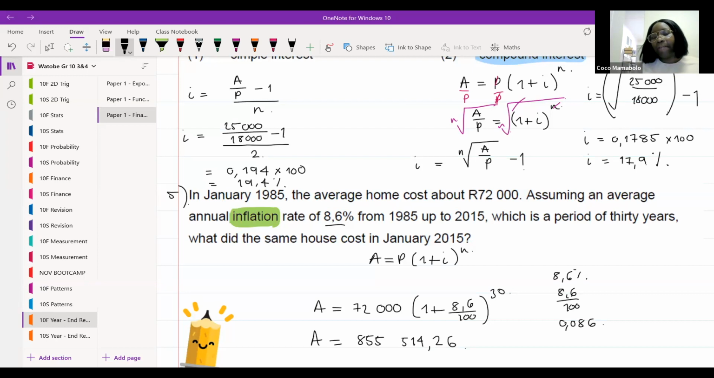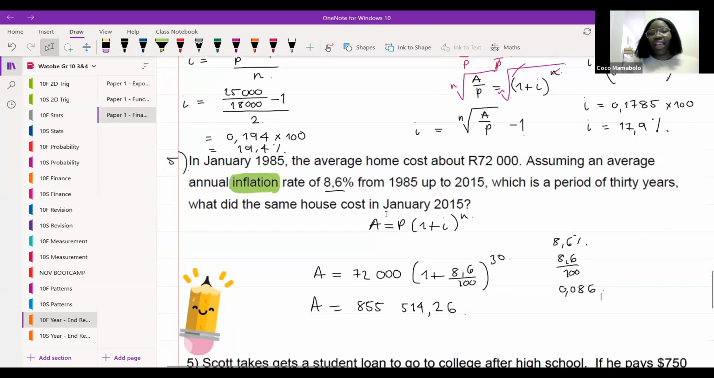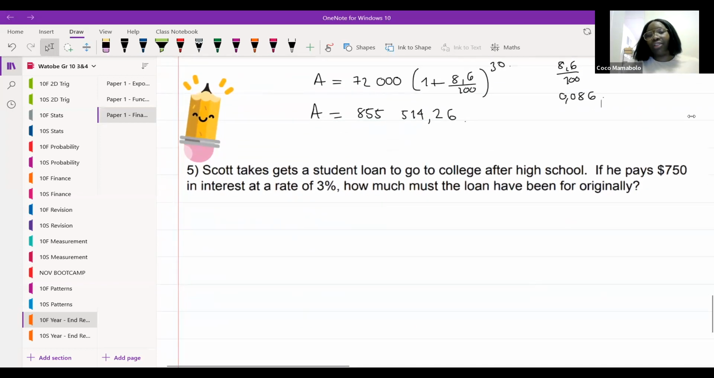All right, here's a bit of a challenge. I want to challenge you guys tonight. I want to see who can figure out this particular question. It says here, Scott takes a student loan to go to college after high school. If he pays $750 interest at a rate of 3%, how much must the loan have been originally?